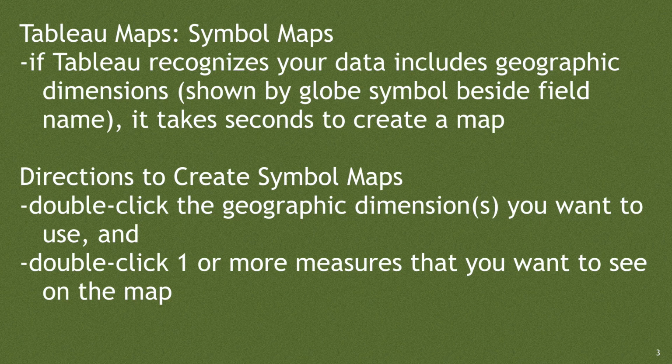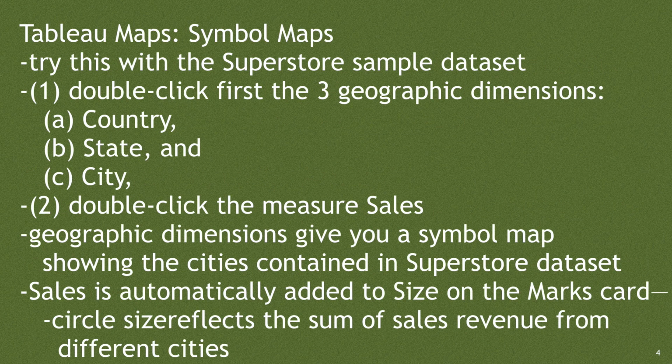If you want to create a symbol map, here are some directions. Double-click the geographic dimensions you want to use, and then double-click one or more measures that you want to see on the map. I think probably the easiest way, because this is probably the most popularly used data set in Tableau for people who are learning, is the Superstore sample data set. First, double-click the three geographic dimensions: country, state, and city, and then double-click the measure Sales.